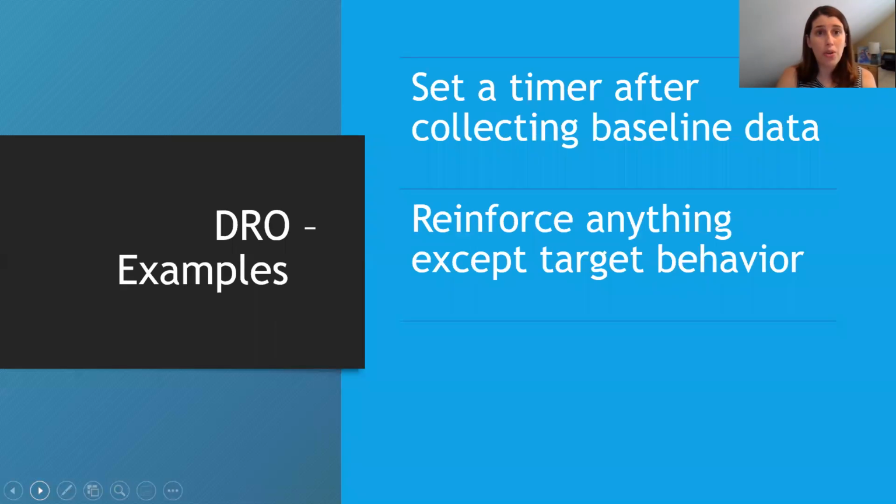For example, if the target behavior is hair pulling, you would set a timer after you've collected your baseline data. Say your student engages in hair pulling every 20 seconds. You might set a timer for every 15 seconds, and every time that time elapses without the occurrence of hair pulling, you would provide positive reinforcement in any way that would be effective for your student. Then you would incrementally increase those lengths of time, those durations, and hopefully see an elimination in that hair pulling.